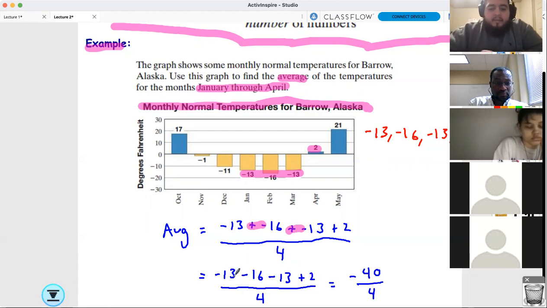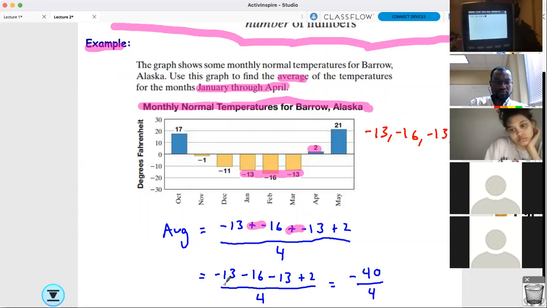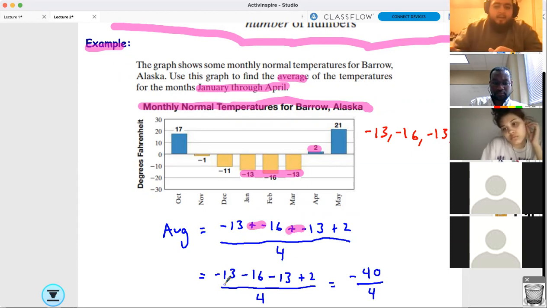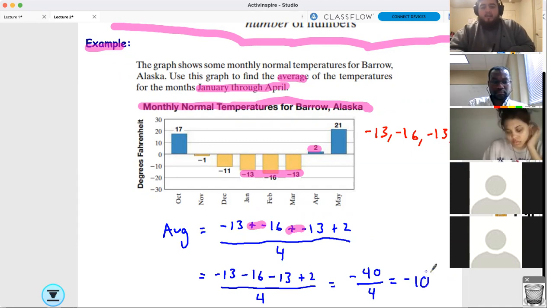Now, if someone wants to help me double check my math, can someone subtract these on their phone or calculator? Or I'll do it. I'll show you. So remember, I pushed this calculator, right? We're going to do -13 minus 16 minus 13 plus 2. You see my calculator here. And it says -40. So then we get -40 divided by 4, which is -10. So the average temperature from those months is -10 degrees Fahrenheit.